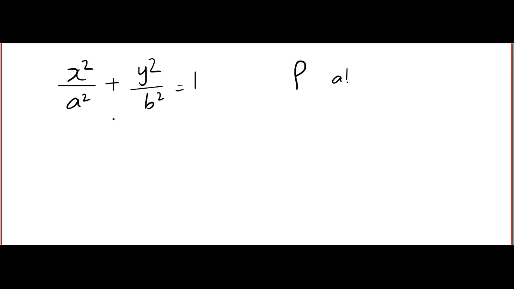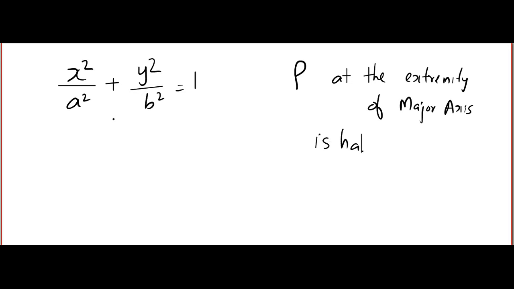The next question is even more important. This is very important. Let's put it like that. So show that for the ellipse x square by a square plus y square by b square is equal to 1, the radius of curvature at the extremity of major axis is half its latus rectum.